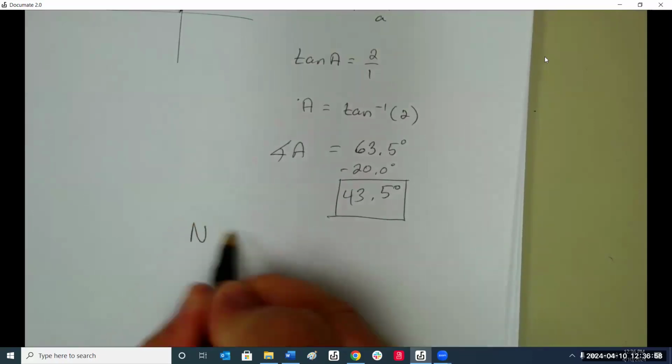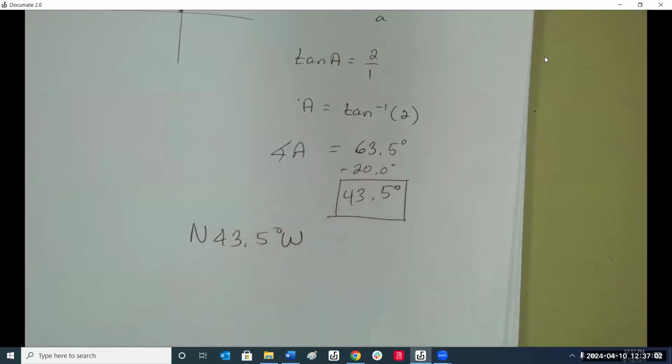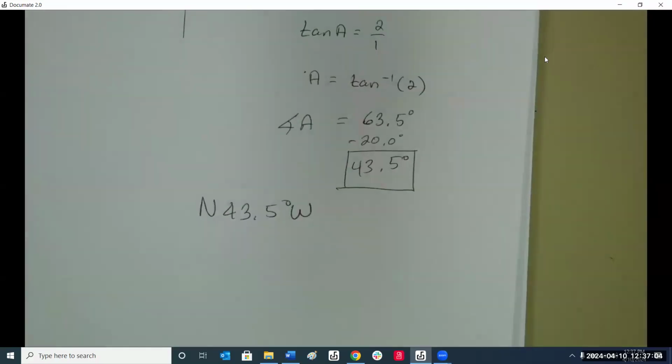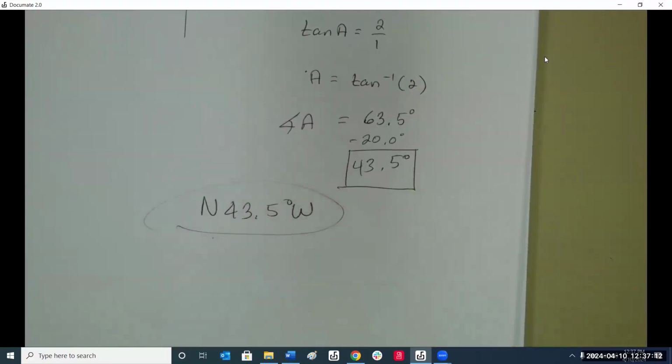So we have north 43.5 degrees west. If it's going south, then we put south 43 point whatever, east or west. So this is how you read airplane charts.